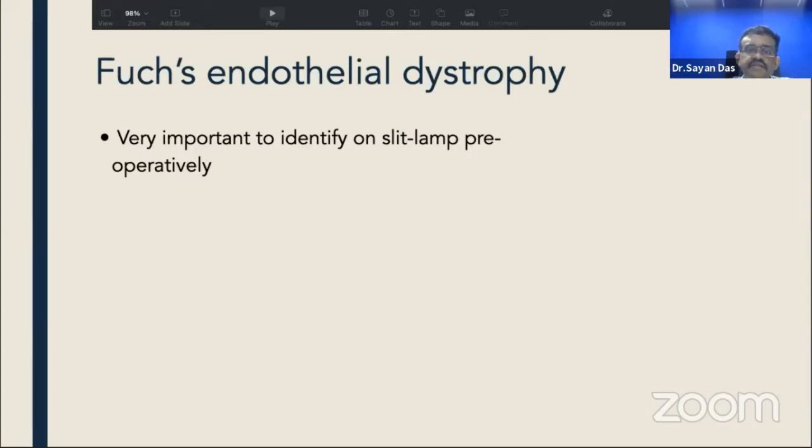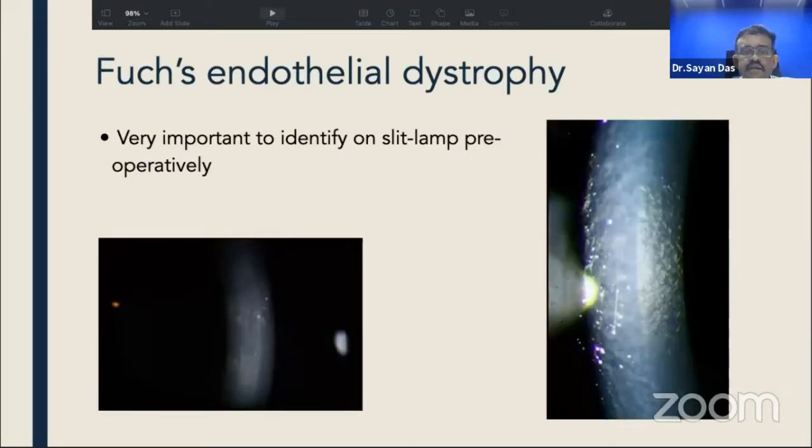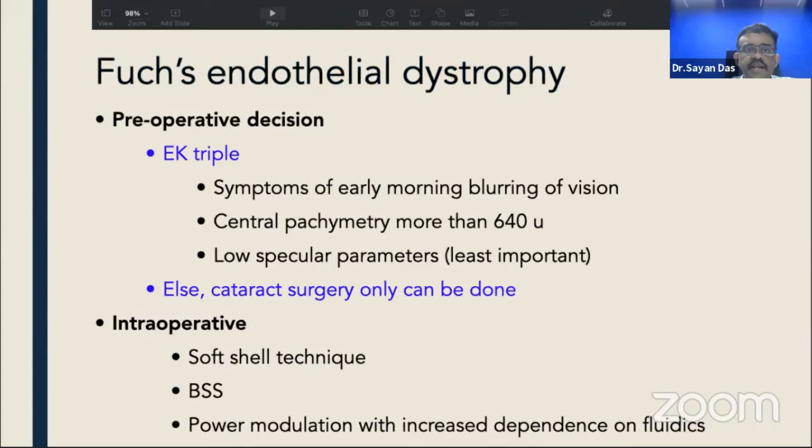endothelial dystrophy, it's very important to identify this pathology on slit lamp before surgery. So we get this endothelial dusting kind of appearance along with these gray areas, well delineated. And if we have Fuchs endothelial dystrophy, as a cataract surgeon, our primary decision will be whether we should go along with the cataract surgery only, or we should ideally do a procedure called endothelial keratoplasty triple, that is combining a phacoemulsification with an EK procedure.